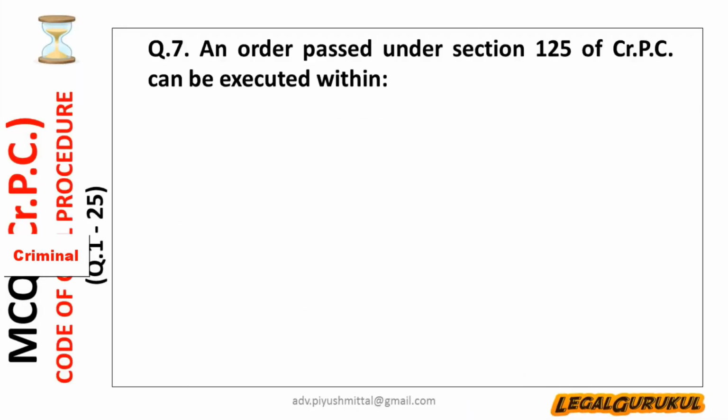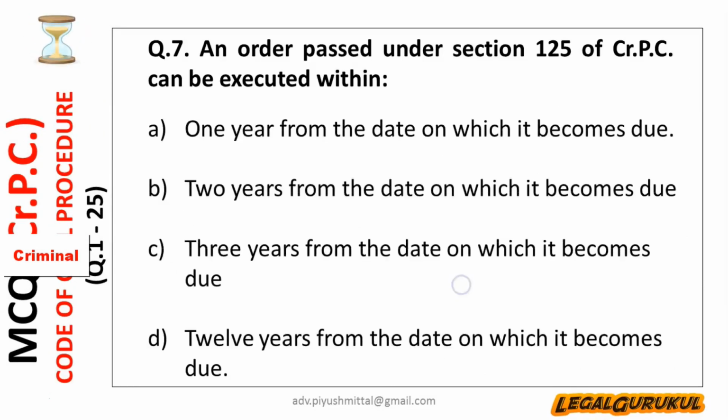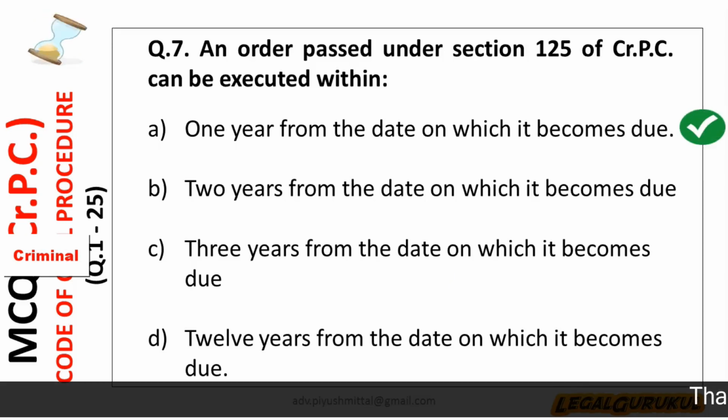Question number 7. An order passed under section 125 of CrPC can be executed within: option A, 1 year from the date on which it becomes due, B, 2 years from the date on which it becomes due, C, 3 years from the date on which it becomes due, D, 12 years from the date on which it becomes due. And the correct answer is 1 year from the date on which it becomes due, that is option number A.